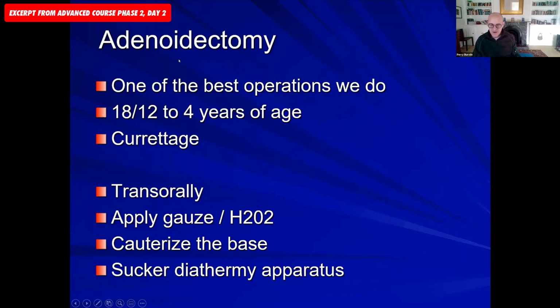And it's one of the best because we're basically at the crossroads of where the eustachian tube comes in, where the nose comes in for breathing, and effectively, if we improve their nose, we improve their mouth. So it's generally done at about 1.5 to 4 years of age. I use a curettage method, which is time-honoured. It's done transorally. I apply some gauze with some hydrogen peroxide. I then cauterize the base if it's still oozing. And if things are really, really oozy, we'll sometimes use a diathermy apparatus, but I haven't had to use that for quite a few years.